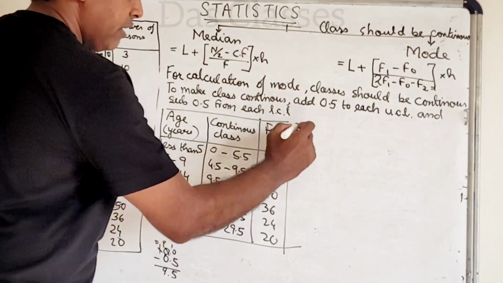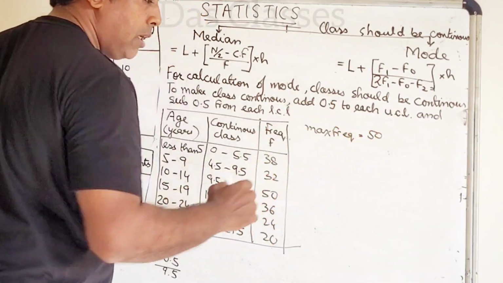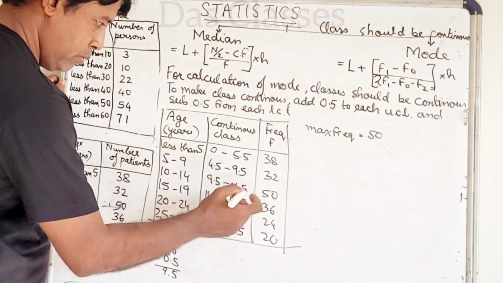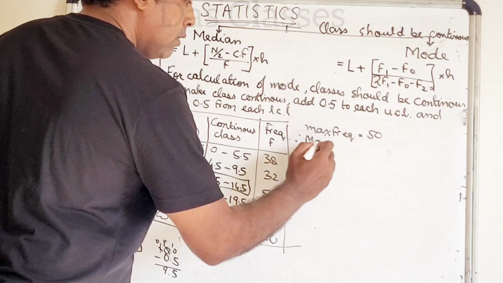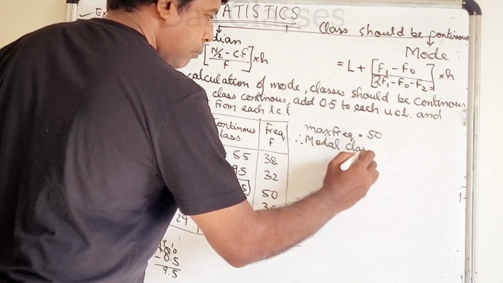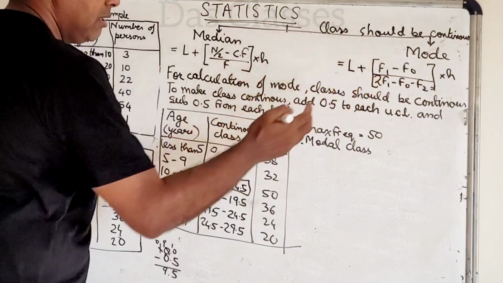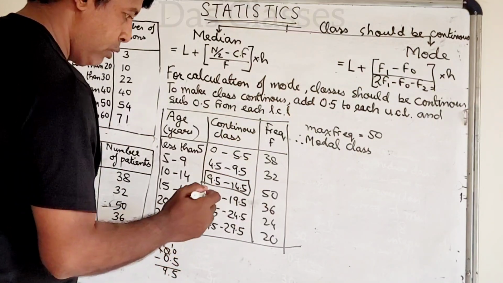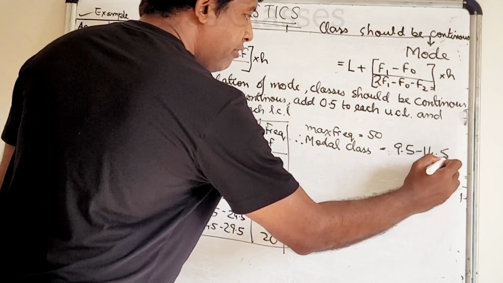Now, what's the max frequency? The max frequency is 50. So whatever is the max frequency, that would be the modal class. So which will be the modal class? This would be the modal class. In mode also, you need to first find out which is the class, because based on this the other things have to be found out. The modal class is going to be 9.5 to 14.5.